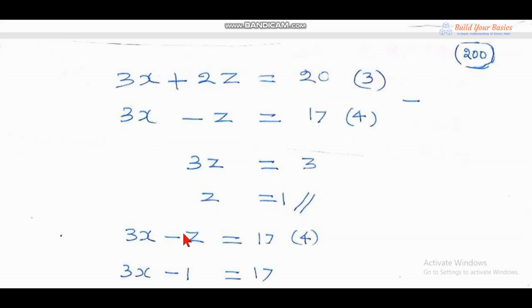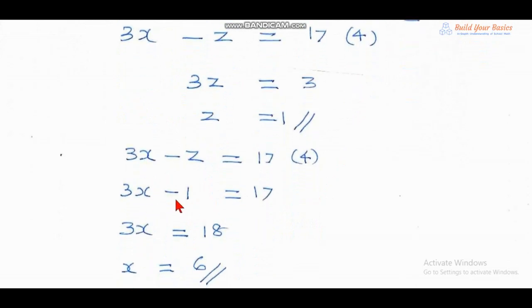We have the fourth equation, 3x − z = 17. Put z = 1. So 3x − 1 = 17. That is 3x = 18. x = 6. So we have found out x and z.